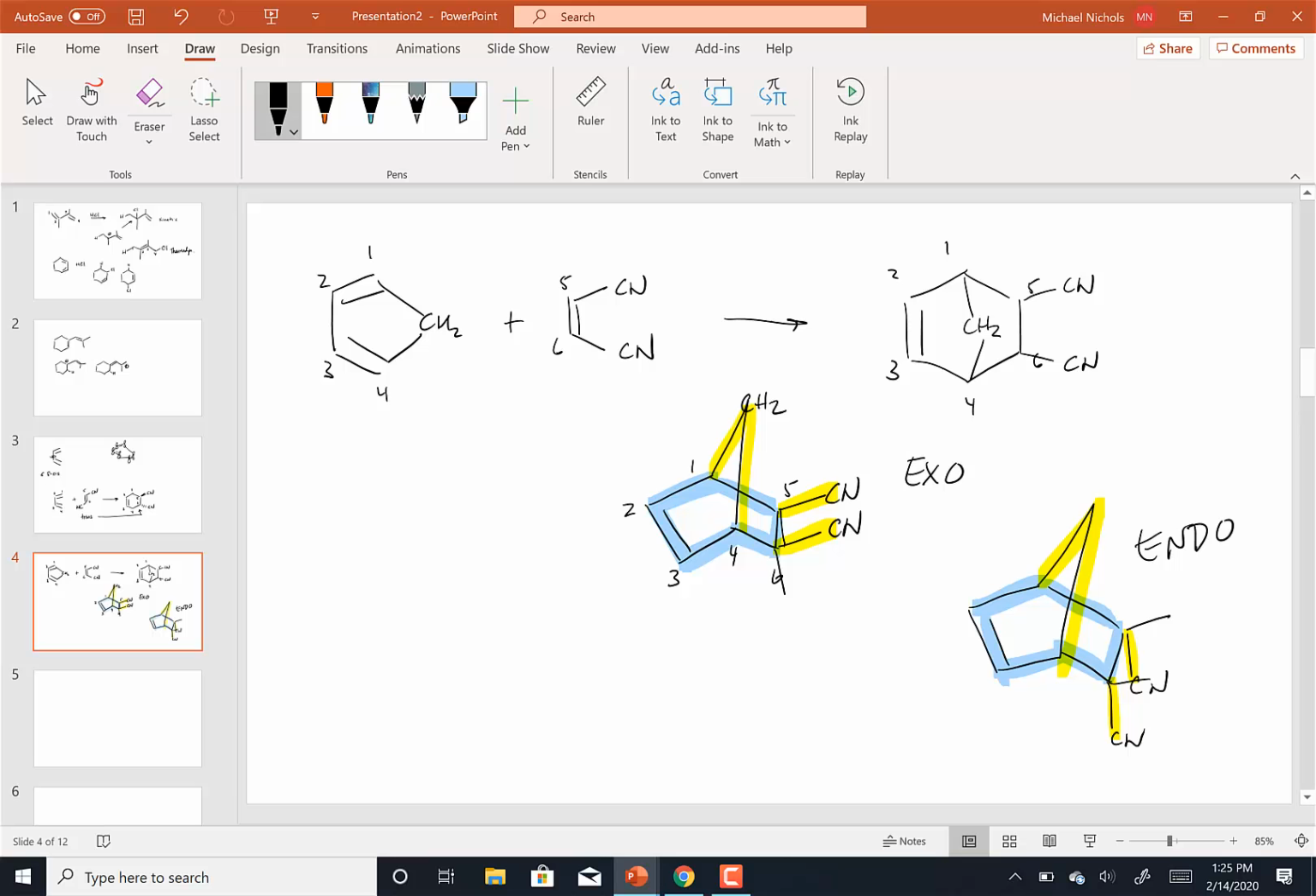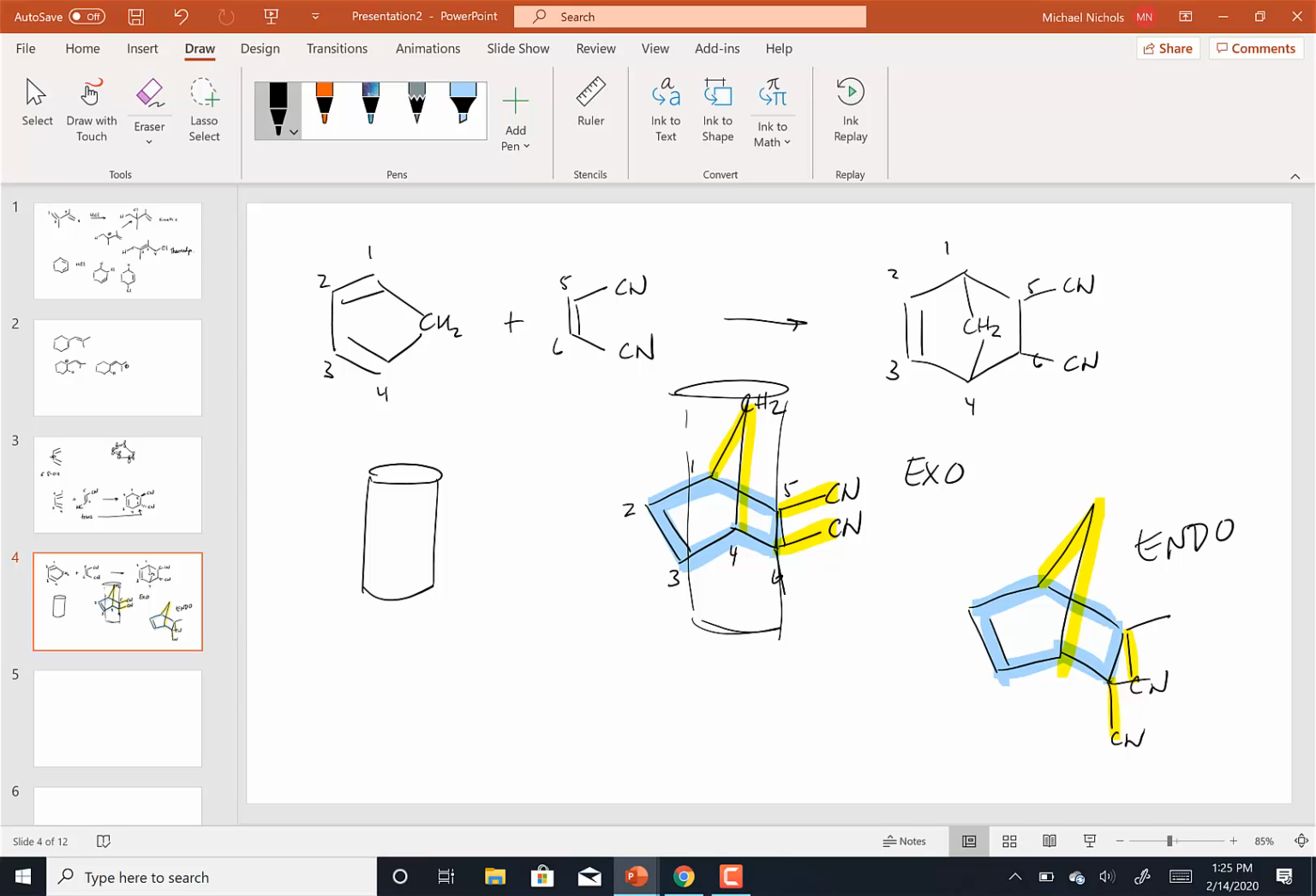Now, the way I think about endo and exo is, what I like to do is think about these molecules as sort of passing a cylinder through it. So if you think about having a cylinder that I would sit that molecule inside of, maybe the cylinder kind of looks like this, so that the bridge sits inside of the cylinder.